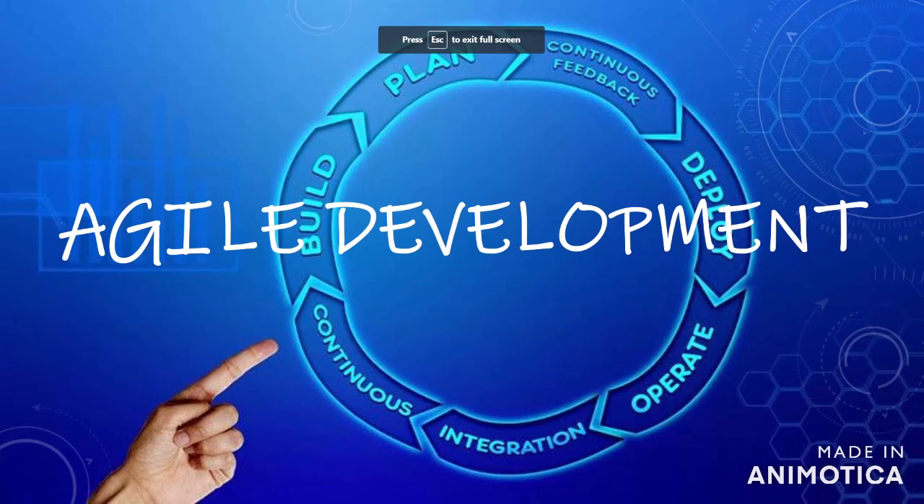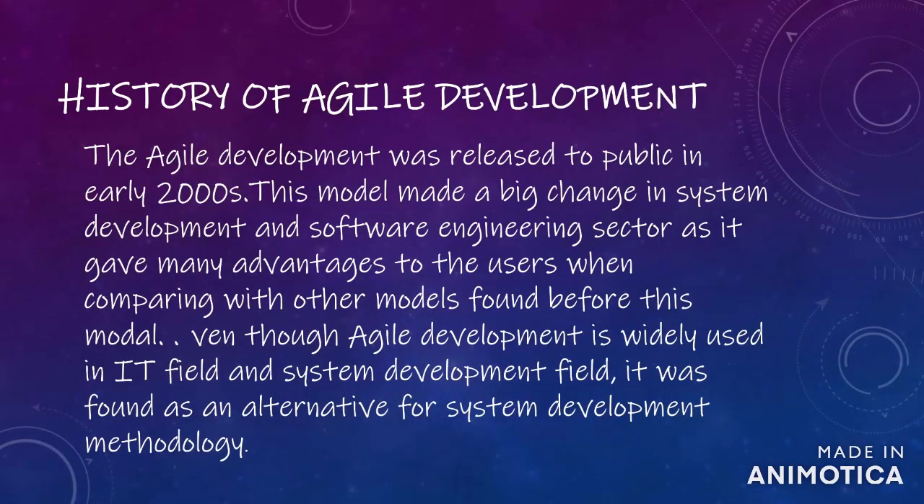Agile development. Now we are going to talk about Agile development. History of Agile development. The Agile development was released to the public in the early 2000s. This model made a big change in the system development and software engineering sector, as it gave many advantages to the users when comparing with other models found before this model. Even though agile development is widely used in the IT field and system development field, it was found as an alternative for system development methodology.